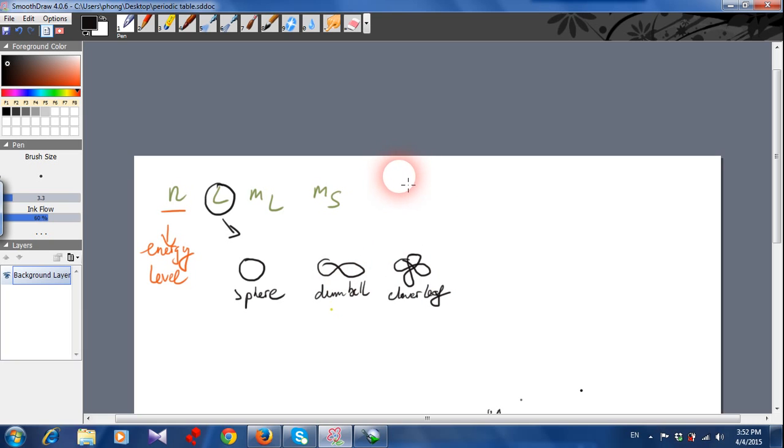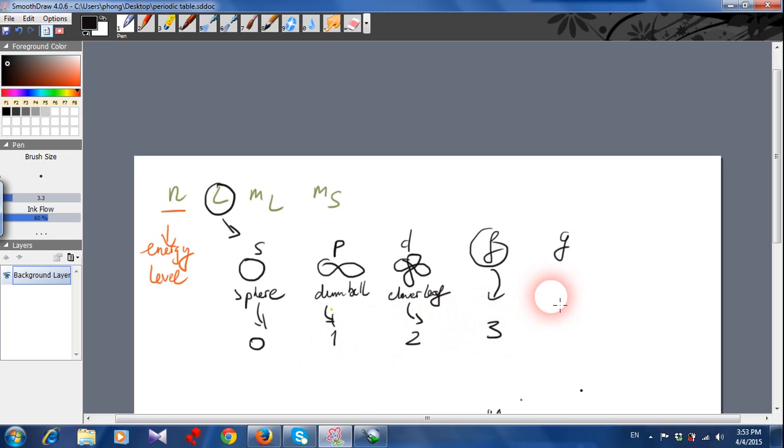Because we talk about numbers, we need to change these to numbers like 0, 1, 2. This is the S orbital, this is the P orbital, this is the D orbital, and the F orbital, G orbital. So we need to change the letters to numbers like 0, 1, 2, 3, 4, and that's the value of L. It can be 0, 1, 2, 3, or 4.